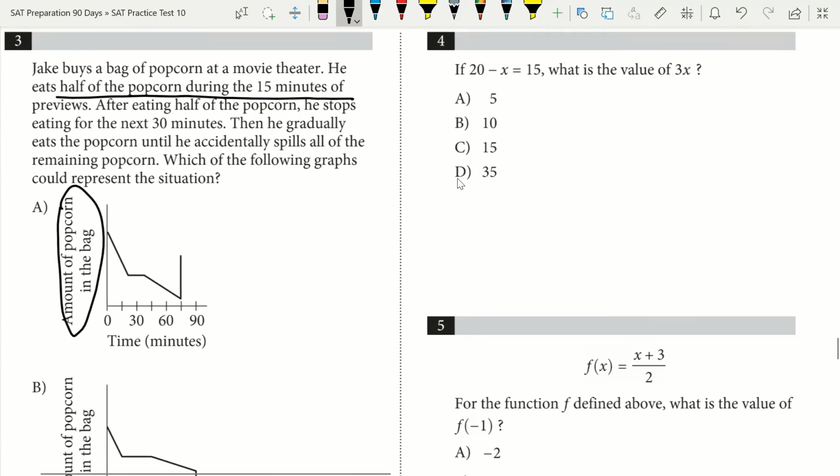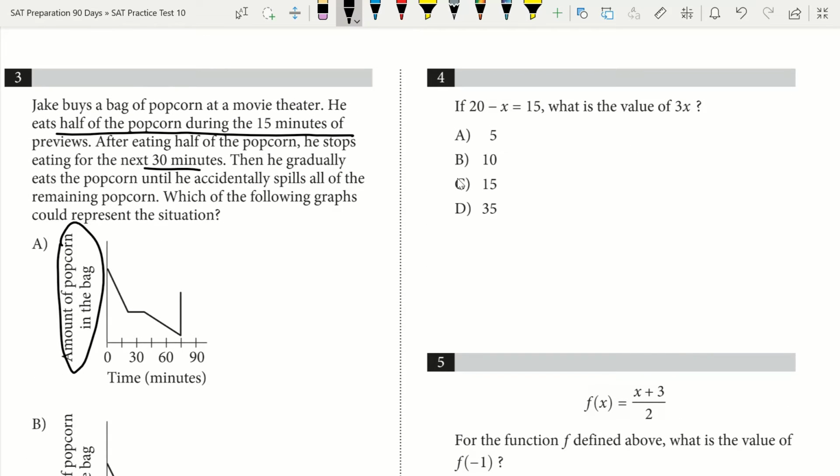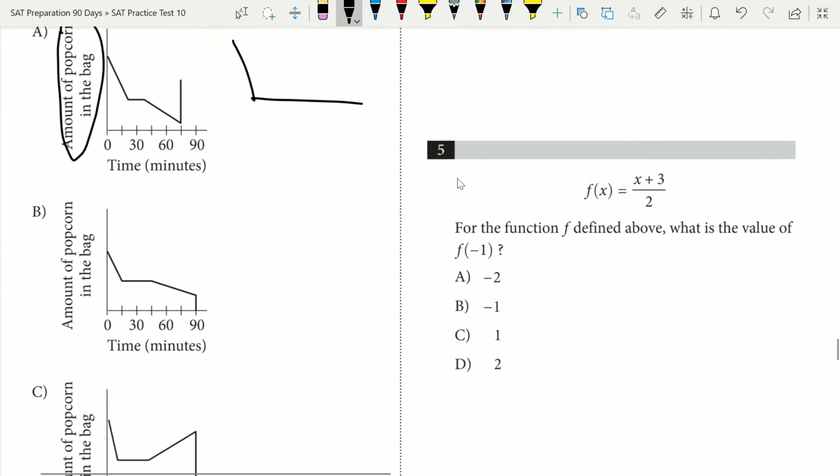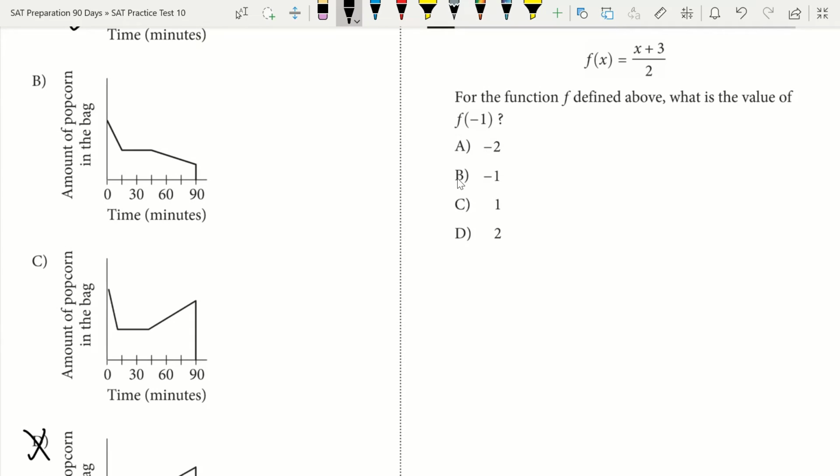We can go ahead and read a little bit more. After eating half the popcorn, he stops eating for the next 30 minutes. We need to go down and then have a flat line. We see we have that in option A. We see that we have that in option B. We see that we have that in option C, so that doesn't help us.